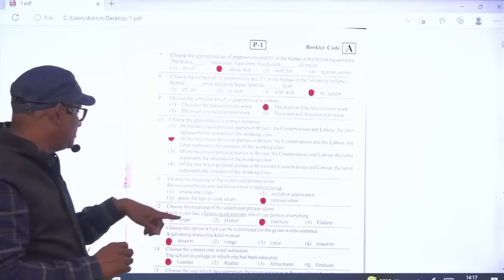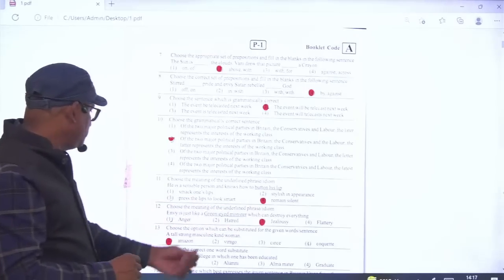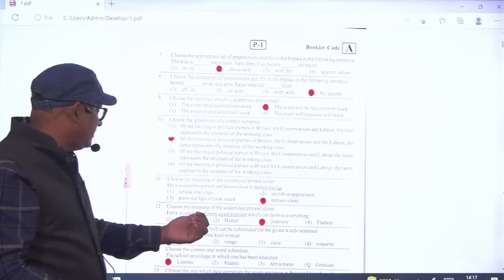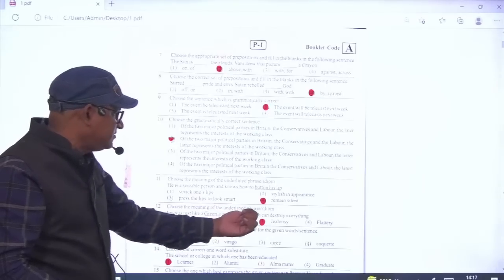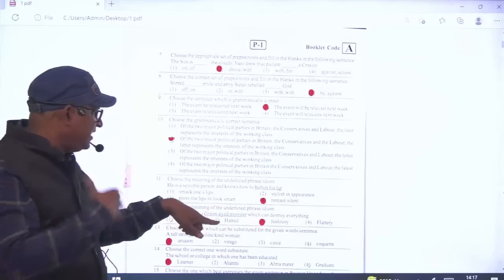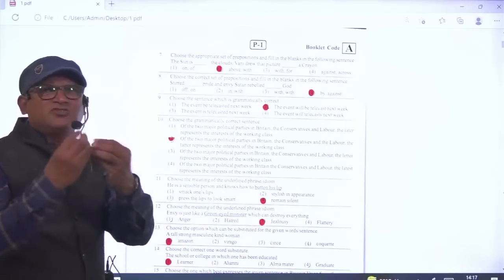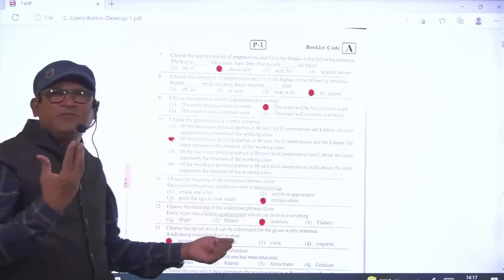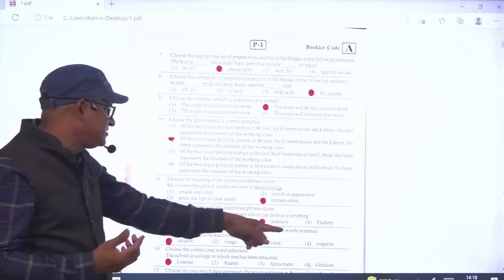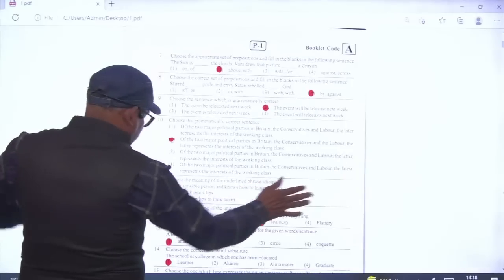Coming to the 12th question. Choose the meaning of the underlined phrase or idiom. The sentence is: envy is just like a green-eyed monster which can destroy everything. So the idiom green-eyed monster is nothing but jealous. In Telugu it is also there, no? So idiomatically we can say green-eyed monster. Of course, 3 is the right option. Okay, then let's go to the third.